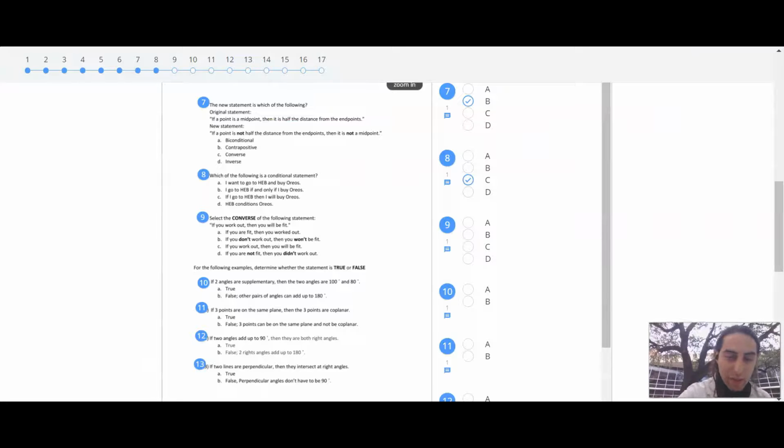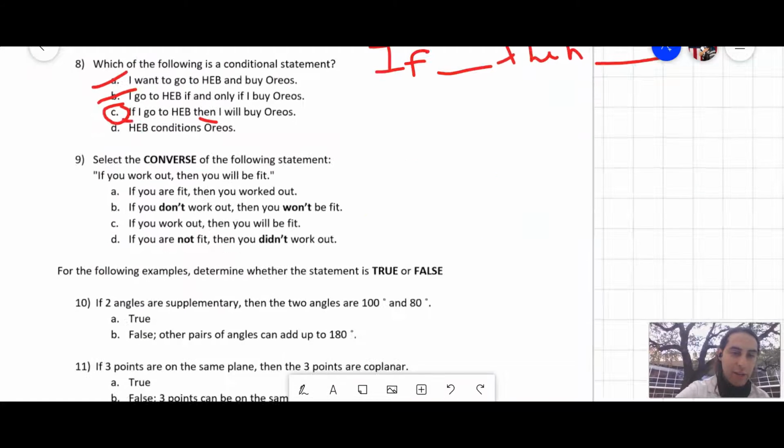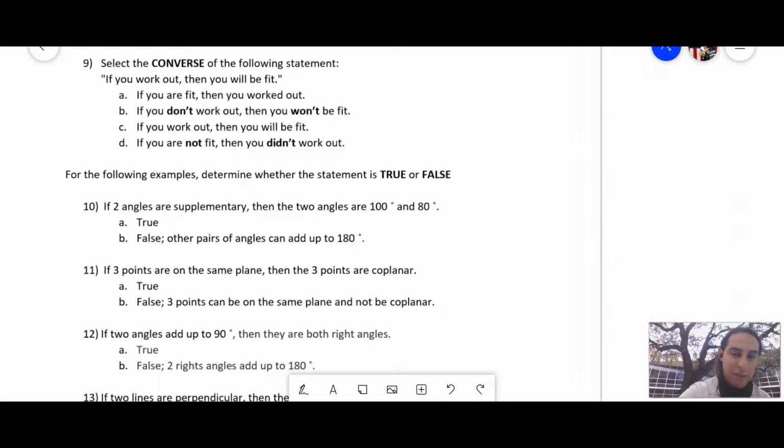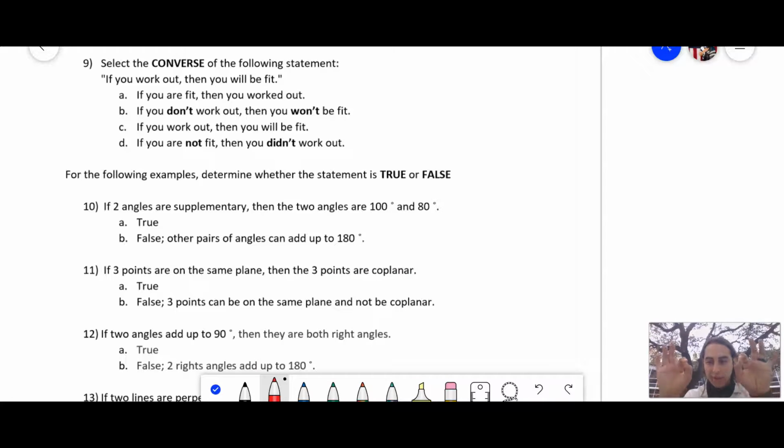Cool. All right, next. On number 9, now we're going to select the converse. Please remember, what does a converse do? I think of it like Converse shoes. If you're going to tie your shoes, you got to switch the laces when you're tying your shoes. So all converse is switching the order. Let's figure out the hypothesis. If you work out, that's my P, then you will be fit, that's my Q. All I got to do is switch that order. So you will be fit goes to the front, you work out goes to the end.